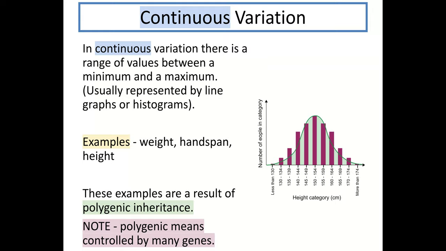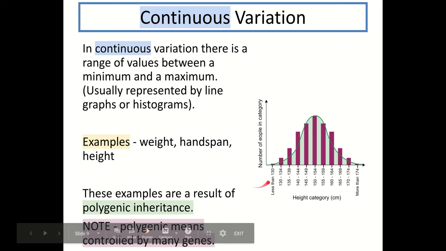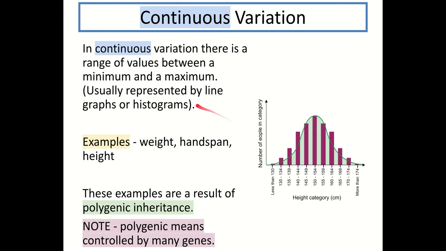Often continuous traits are represented either by a line graph or a histogram. You need to be careful here though, as a lot of people get mixed up between histograms and bar graphs. In this example of height, if you look at it really quickly, you would think this would be a bar graph, so it would be discrete variation. But if you look closer, there are ranges of numbers under each bar, not just one number. So this is a histogram, which means that it's continuous.